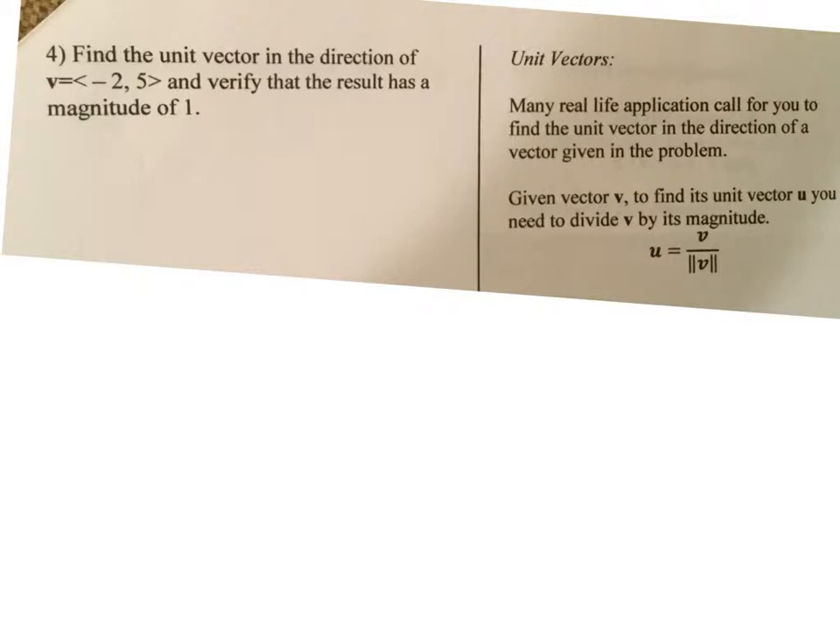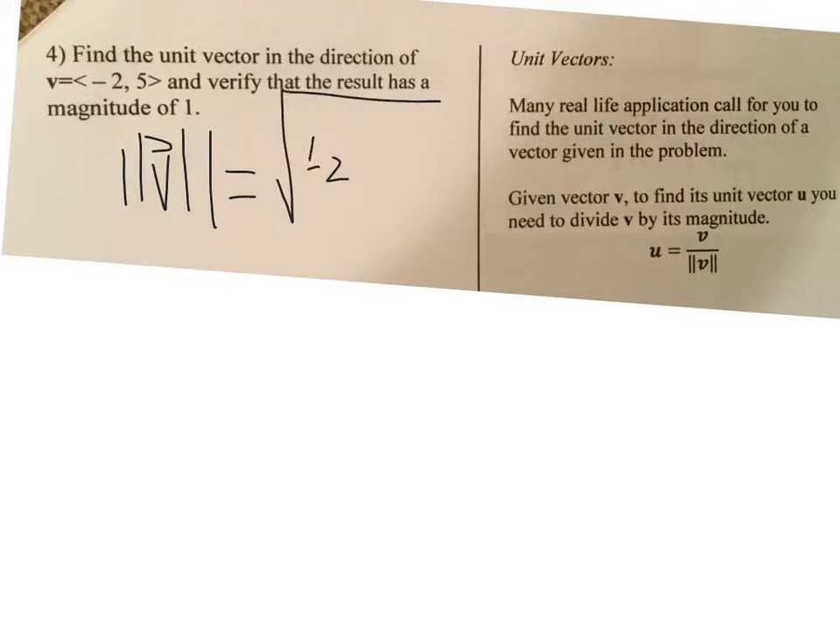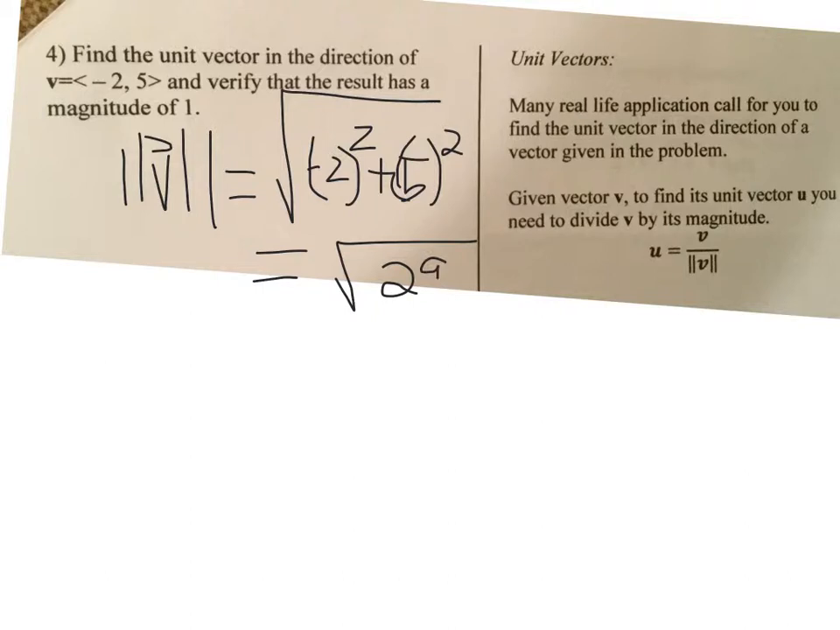So the first thing I need to do is, I can't change the direction of v, so I need to keep the ratio of the negative 2 and the 5 the same. But I can reduce that ratio. So I need to find the magnitude of vector v first. Magnitude is the distance formula, but since this is in component form, I can cheat and do Pythagorean. So negative 2 squared plus 5 squared, all square rooted. You should get the magnitude of vector v is the square root of 29.